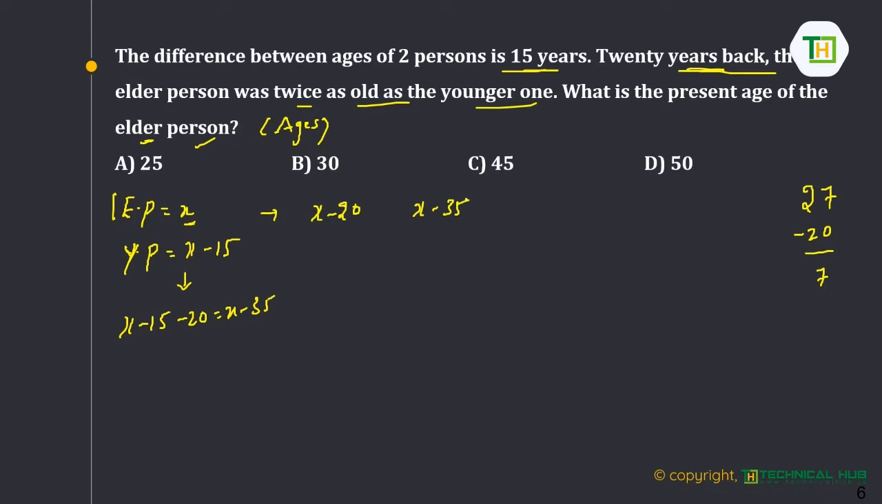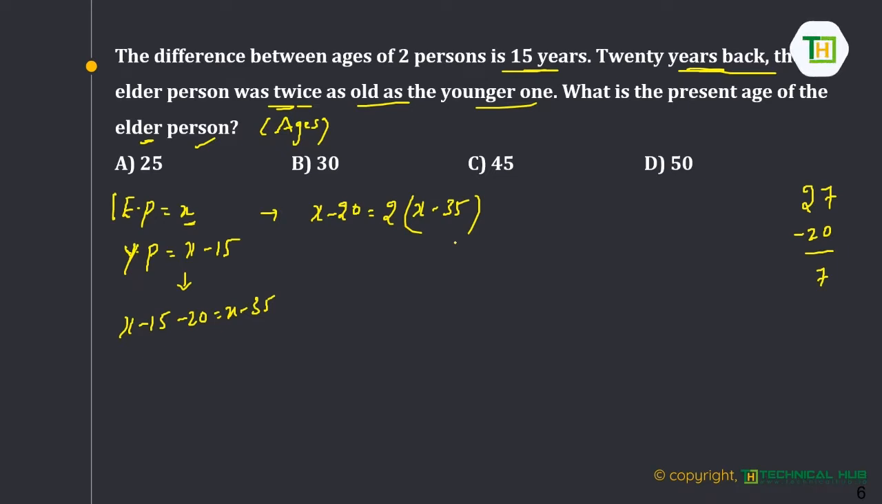And what is the condition given? 20 years back, the elder person was X minus 20, twice as old as the younger one. It means X minus 20 is equal to 2 times X minus 35.